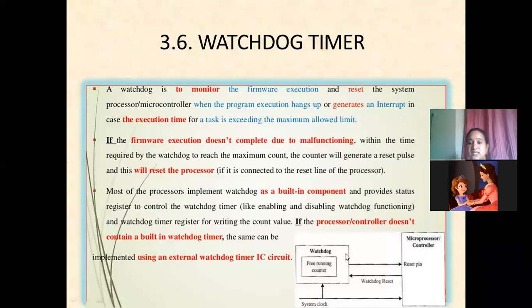Can you see this diagram, all of you? Can you see the diagram of the watchdog? Yes, ma'am.